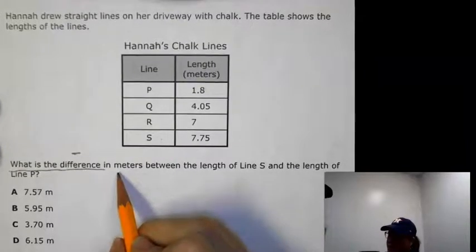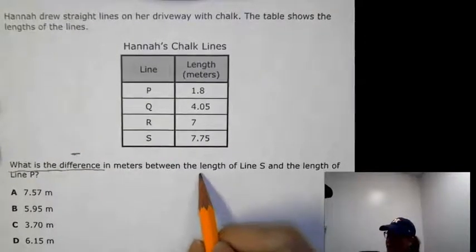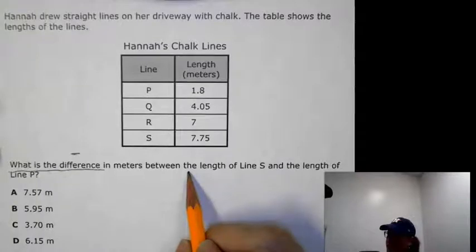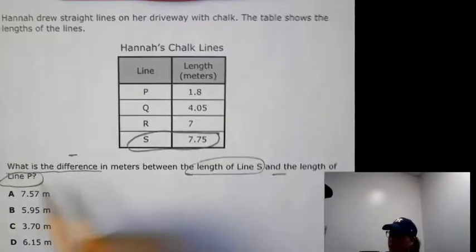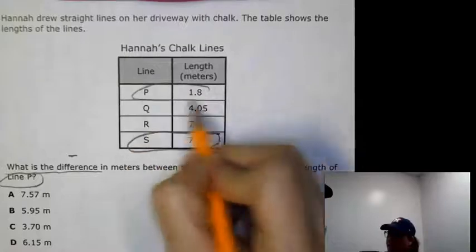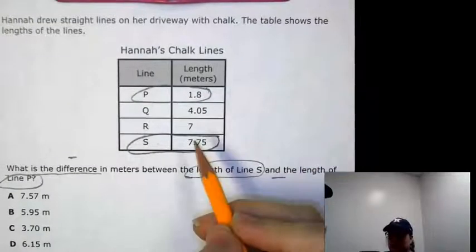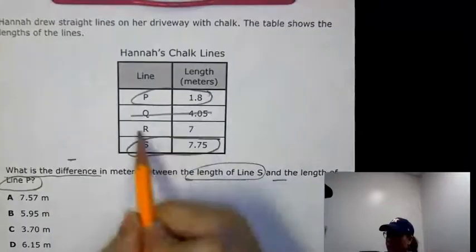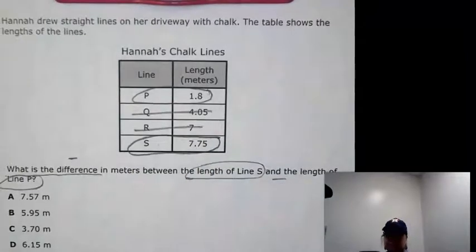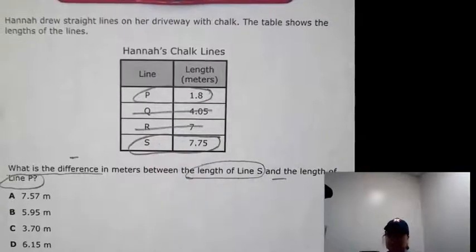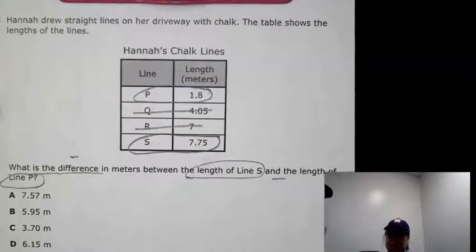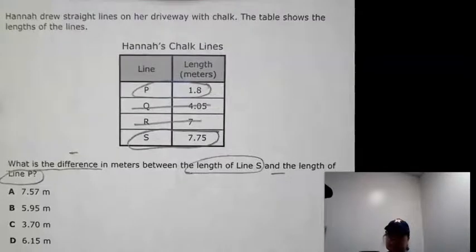What is the difference in meters between the length of line S, okay, line S, and the length of line P, okay? This is all I'm worried about. I do not need Q, I do not need R. Notice I just put a line through it. I don't scratch it all out where I can't see it anymore, because what if I make a mistake and I need to see that, you know? So just draw a line through it.